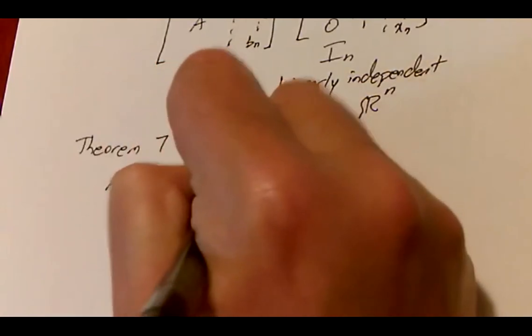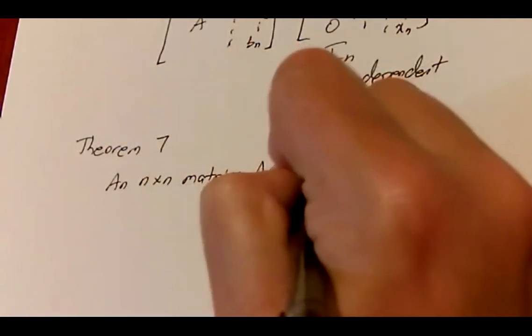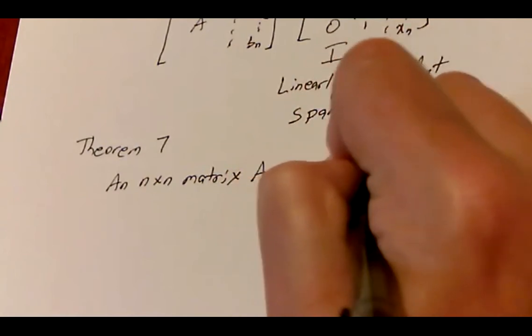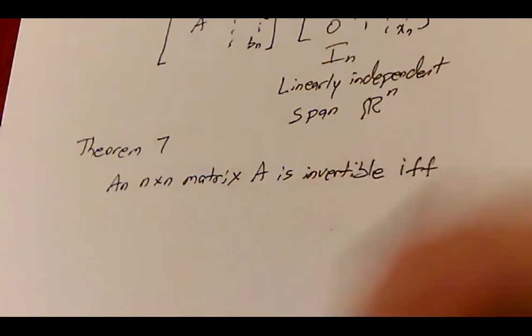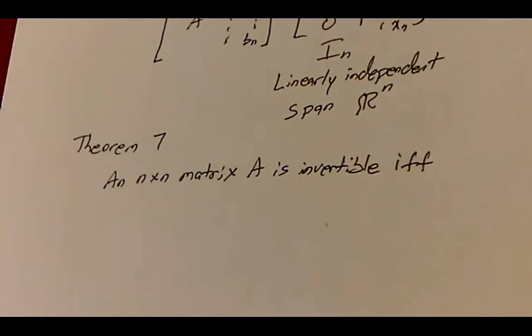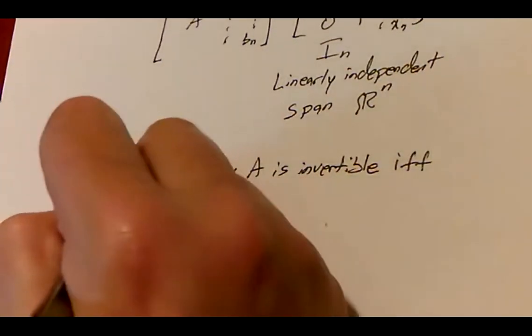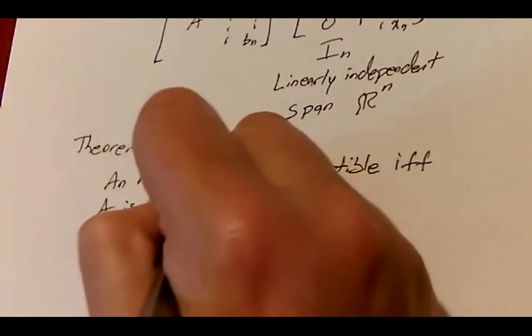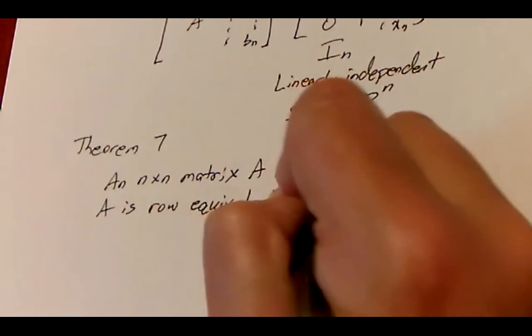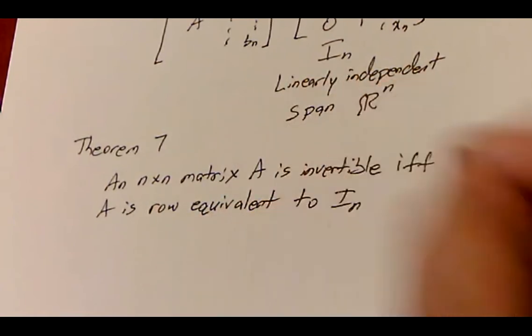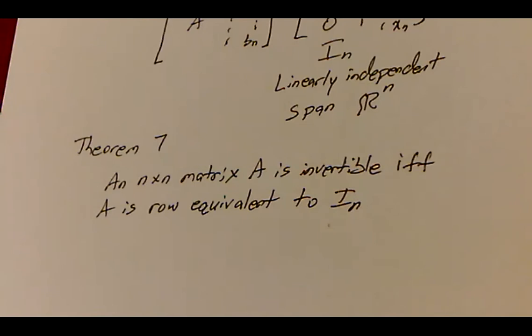So an n by n matrix A is invertible if and only if, remember IFF is if and only if, A is row equivalent, so that means we can do row operations to get it there, to the matrix I sub n, the identity matrix.